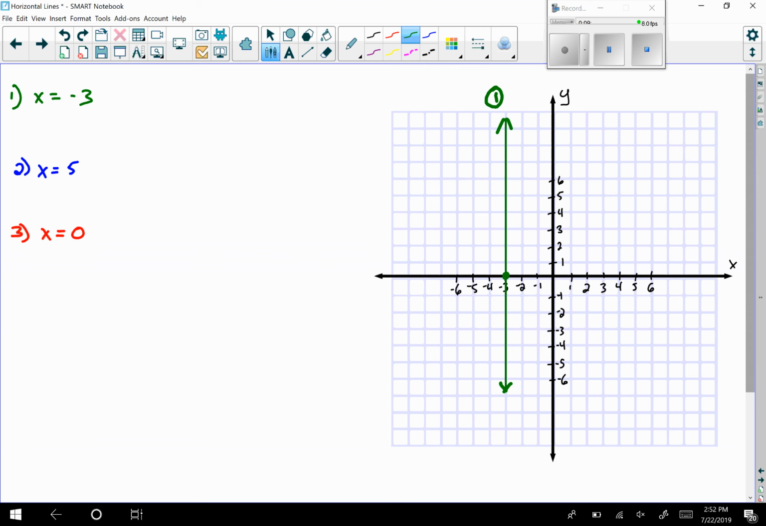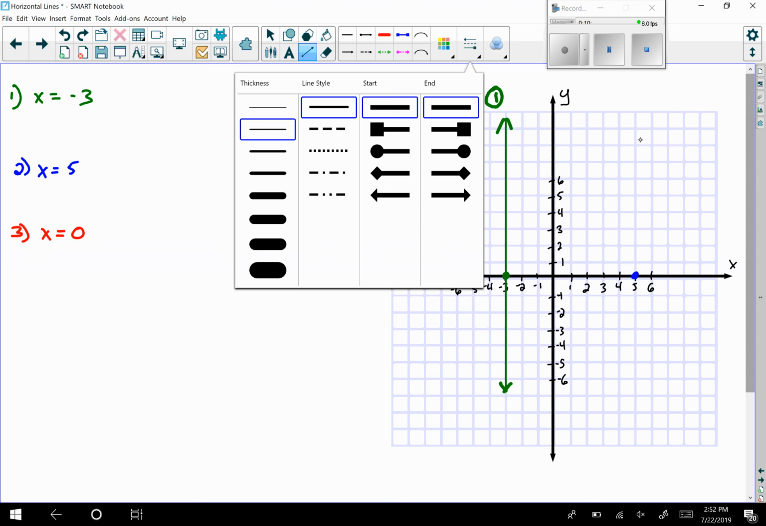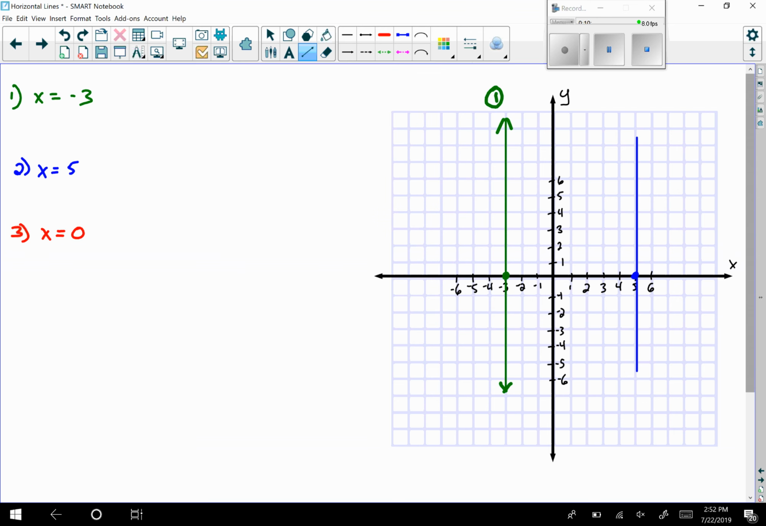Example 2 here, we have x equals 5. So I'm going to go over to 5 on the x-axis. Again, I'm going to have a vertical line going through that. All of our x values would be at 5. The y values are all going to be different, but all the x values will be 5. Again, each of the slopes here are going to be undefined. So I'll call that example 2.